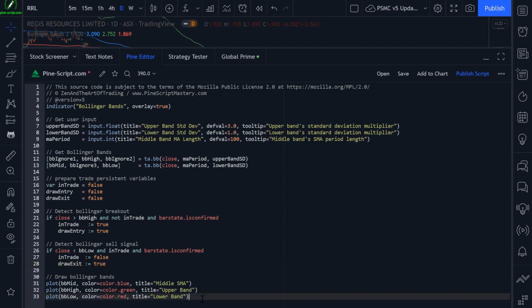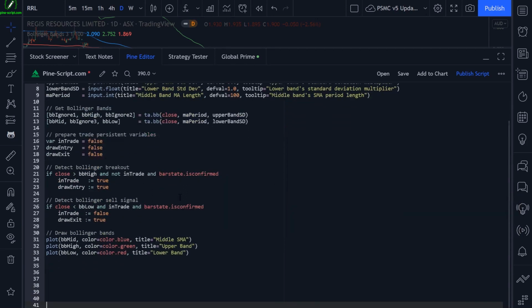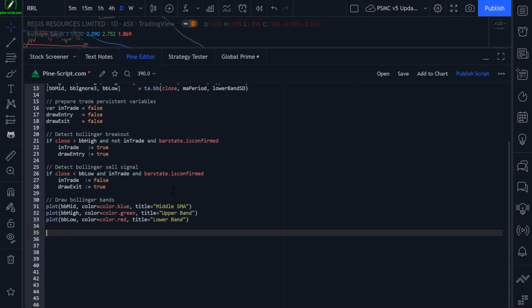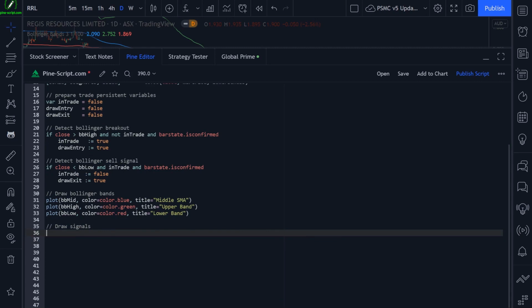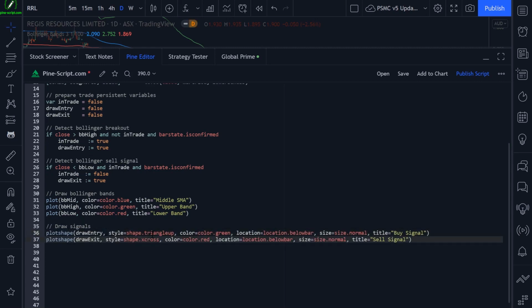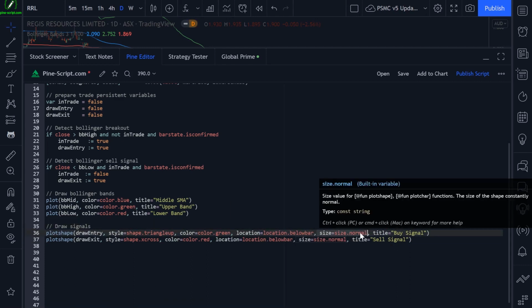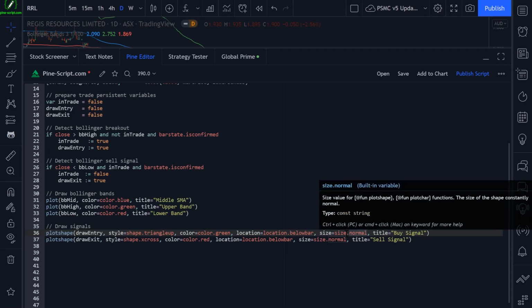I'm going to do that below our Bollinger Band plots here. We'll just say draw signals. I'll copy this code over to save time. So here we have two plot shapes, draw entry and draw exit. These will only draw the shapes if draw entry is true or draw exit is true. The first shape is a triangle up with a color of green, a location of below bar, and a size of normal. I overrode the size to normal.